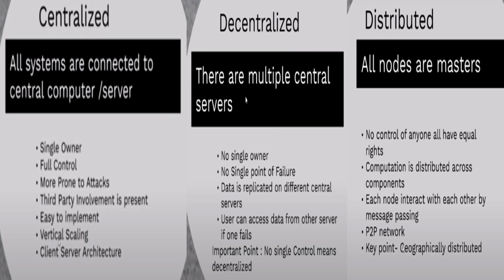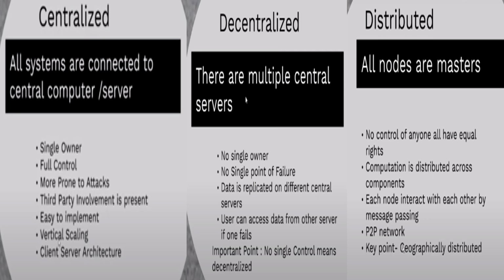Whereas in a decentralized network, there are multiple central servers. There is no single owner and no single point of failure. The data is replicated on different central servers. Even if one central server fails, the user can access the data from another server. So no single control means that it is decentralized.